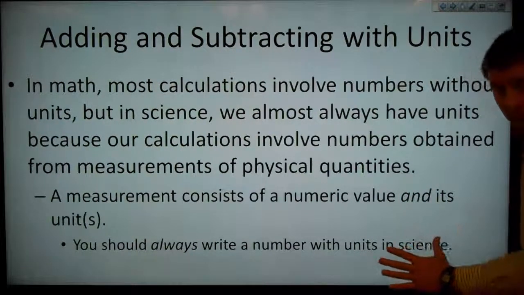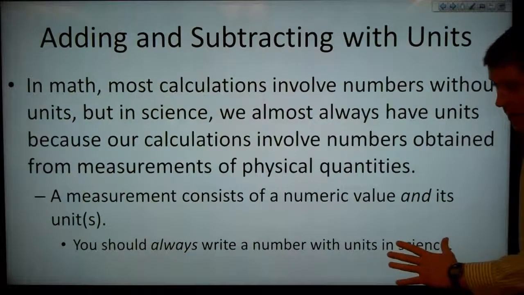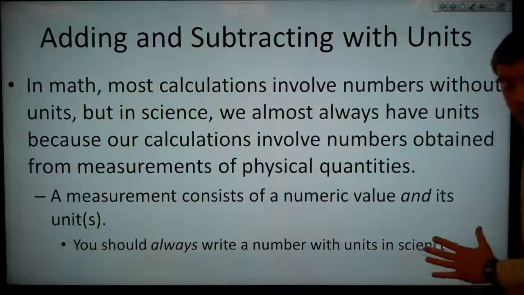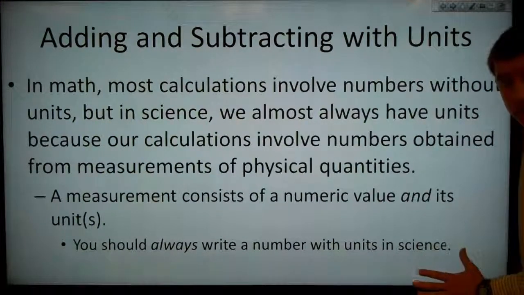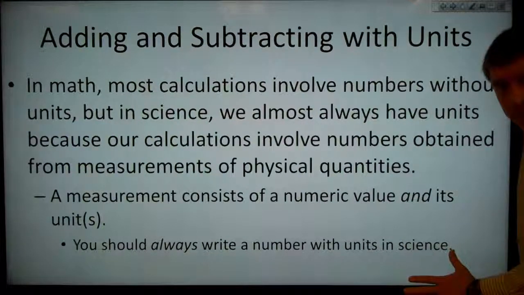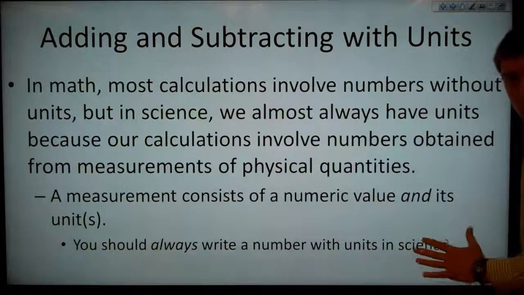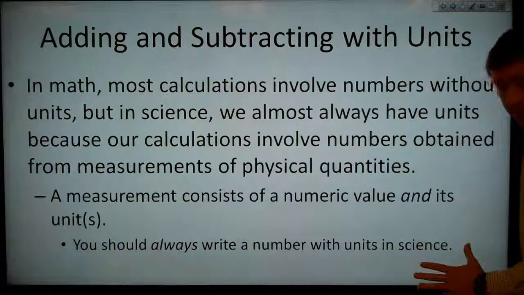You should always write a number with units in science. There are a few exceptions where you have a unitless number. But in almost all cases, you're going to have a unit with your number, and so you should always write that unit down.